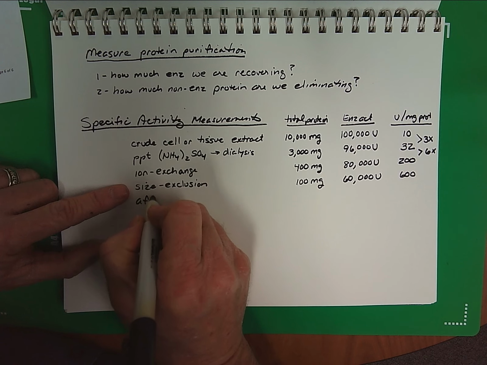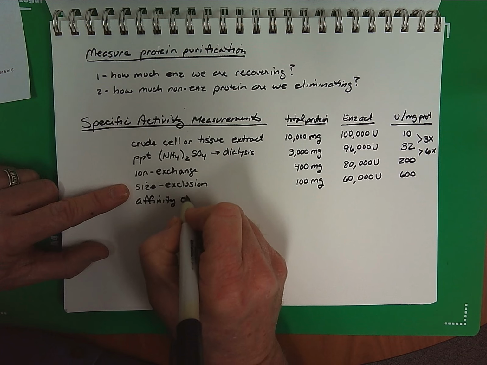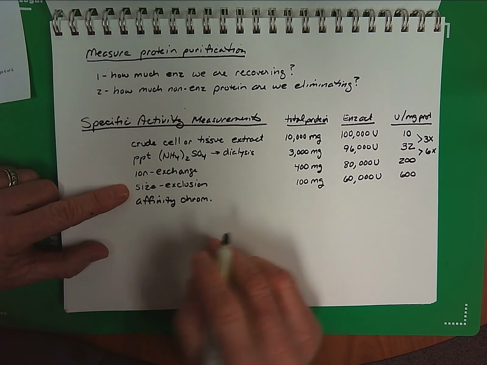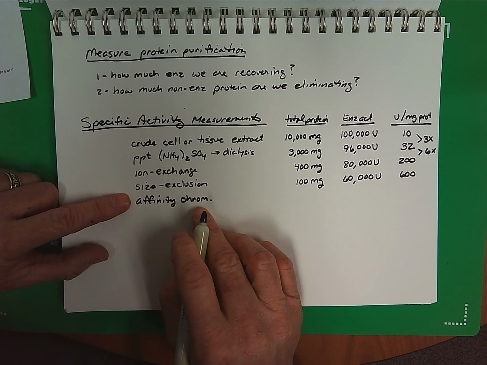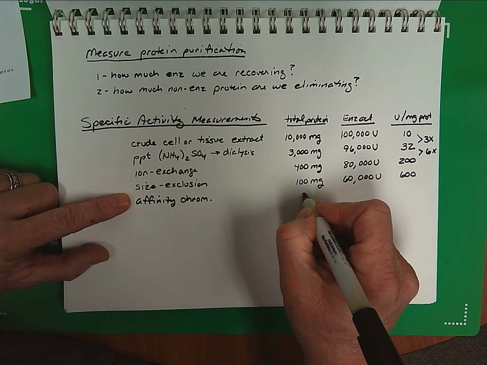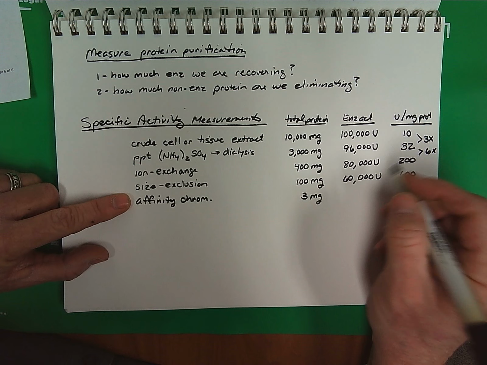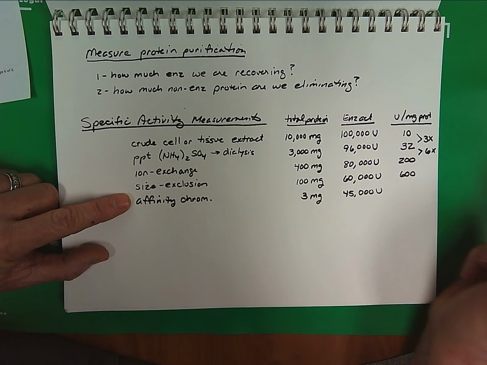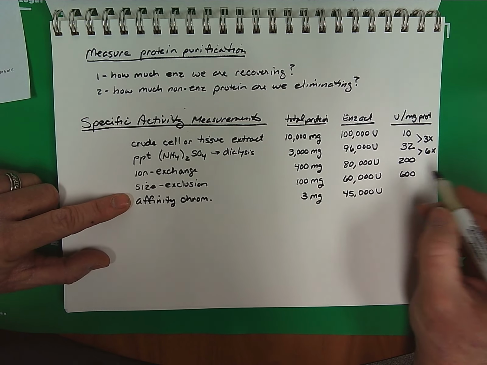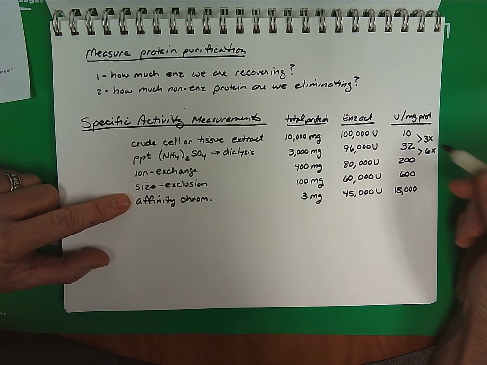Now finally, let's assume that we understand the substrate for this enzyme, and we set up affinity chromatography so that the enzyme binds specifically to the substrate. After we elute the column, 3 milligrams of protein are left. Enzyme activity, we measure total of 45,000 units. Calculation of specific activity gives us now 15,000 units per milligram.